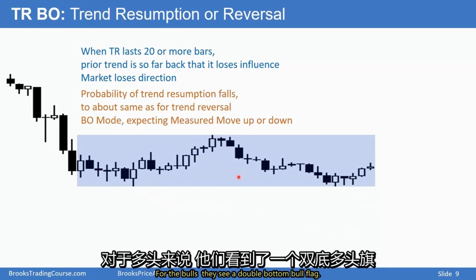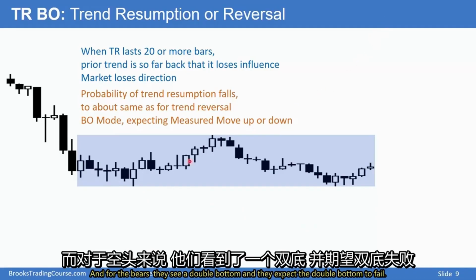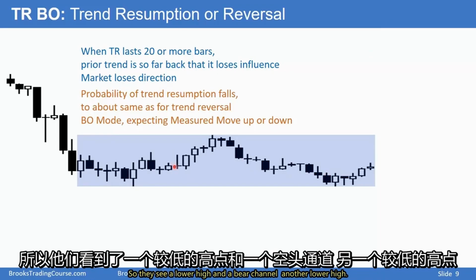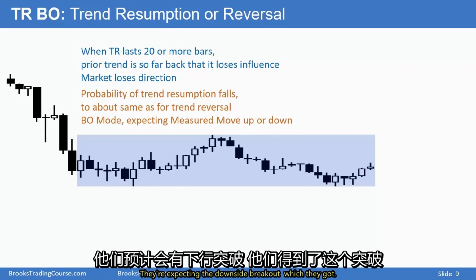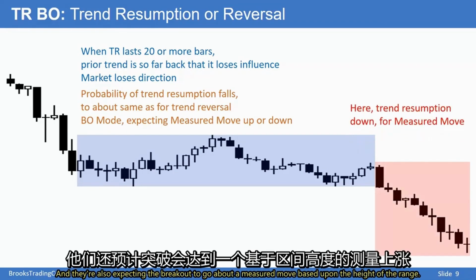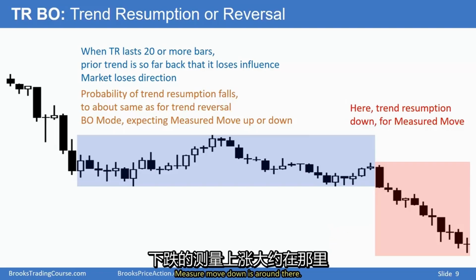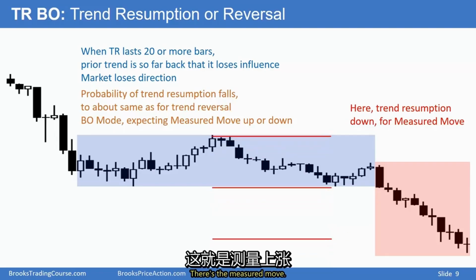For the bulls, they see a double bottom bull flag. They want to break out above the neckline, measure move up. And for the bears, they see a double bottom and they expect the double bottom to fail. So they see a lower high in a bear channel, another lower high, and they're expecting the downside breakout, which they got. And they're also expecting the breakout to go about a measured move based upon the height of the range. So here's the height of the range. Measured move down is around there. There's the measured move.